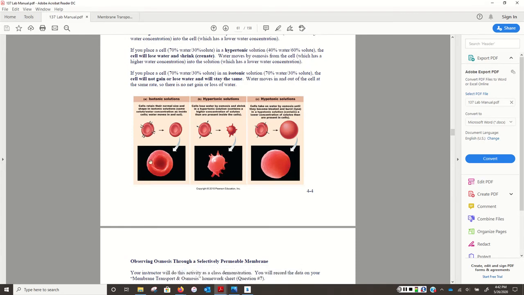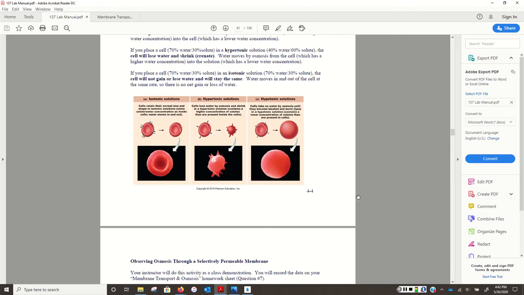In an isotonic solution, we can see here these arrows show that liquid is moving in and out of the cell at the same rate. In a hypertonic solution, liquid water is getting pulled out of the cell and it crenates. In a hypotonic solution, water is moving into the cell, so the cell will start to swell. If it's too much, then not only will the cell swell, it will lyse, it will pop.